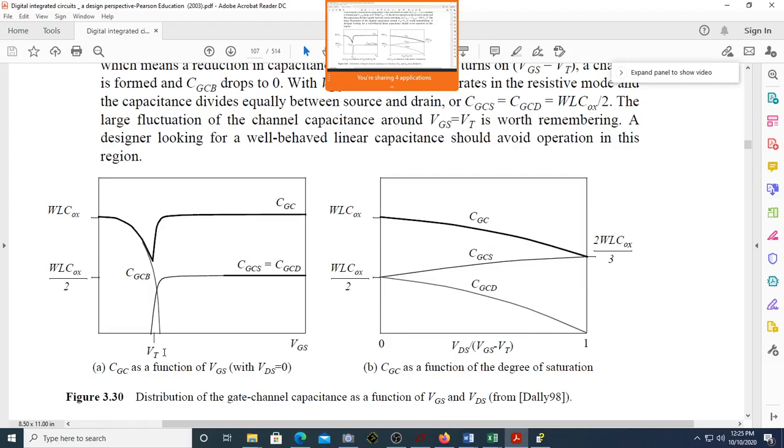Yes, sir. So this is VT. Till VT, you can see CG, this is what the gate to channel capacitance will be, W into L into Cox. That keeps on reducing and it becomes almost 0. Which one? CGCB. Once a MOSFET turns on, can you see this CGCS and CGCD are half of W by L into Cox? Yes, sir. Let us see why it is half of.